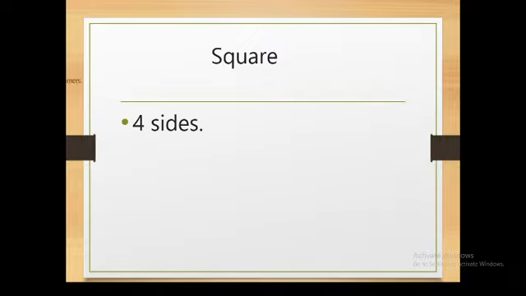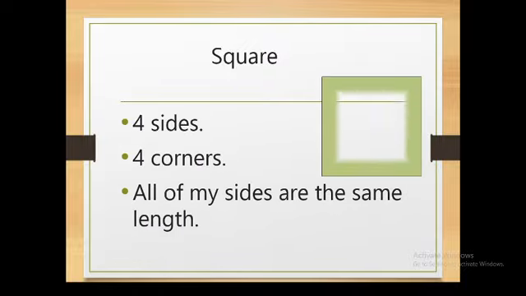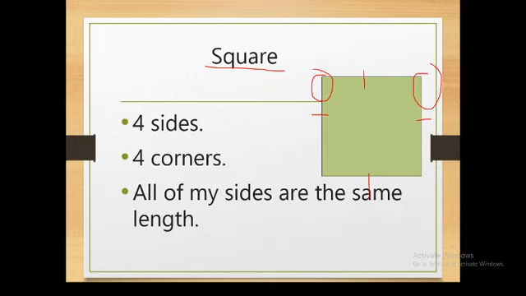Now square. Now how is a square different from a rectangle? In a rectangle only the opposite sides are equal, whereas if all the four sides are equal, it's going to be a square. Here we can see all the four sides are equal, so it's going to be a square. This also has four corners. So four sides, four corners, and all the sides are equal.